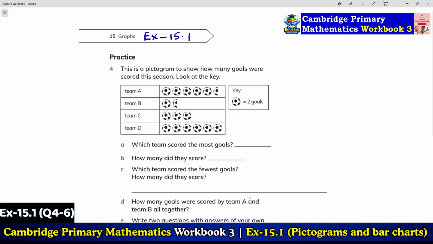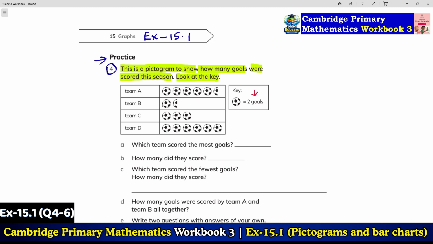Exercise 15.1, Cambridge Primary Mathematics Workbook 3. We are starting question 4. It's a practice session. Our question has mentioned this is a pictogram to show how many goals were scored this session. Look at the key. The key has mentioned 1 ball equals 2 goals.